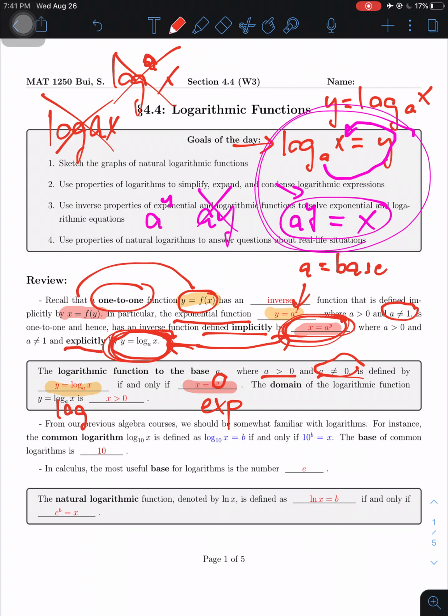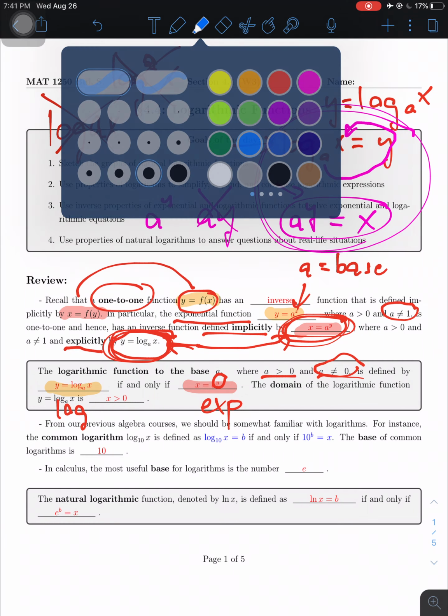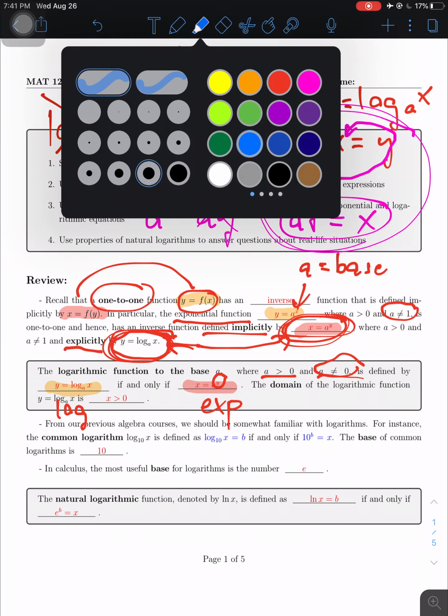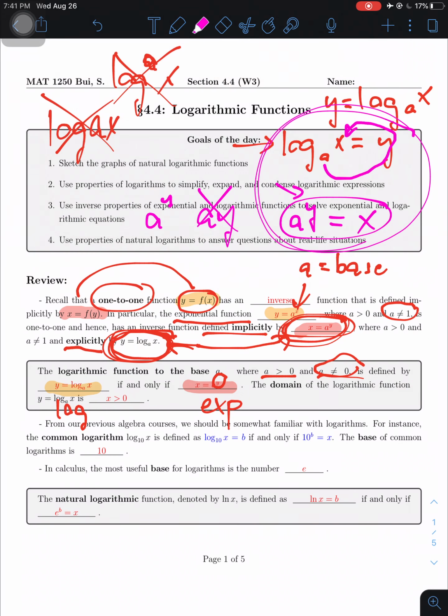Next one, from our previous algebra courses, we should be somewhat familiar with logarithms. For instance, the common logarithm, log 10 of x, is defined as, let me highlight this one because it's really important too. Let me use pink. Log 10 of x equals b. That means, let me do a circle for you again for this one, we're going to have 10 to the b power equals x.